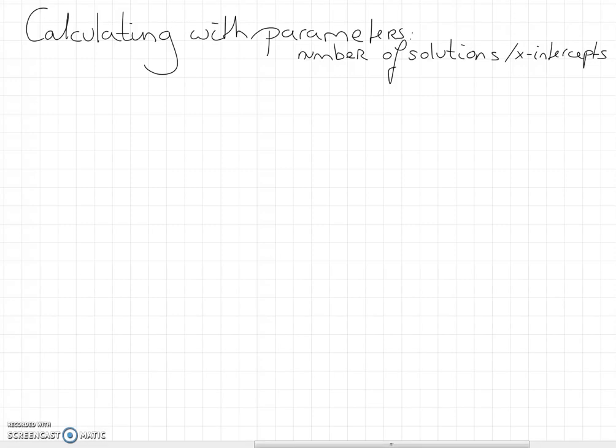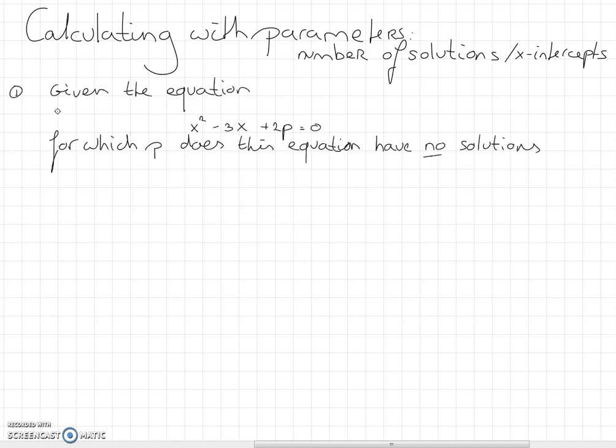This video is about calculating with parameters concerning the number of solutions or x-intercepts. Consider the following question. Given the equation x squared minus 3x plus 2p is equal to 0, for which p does this equation have no solutions?